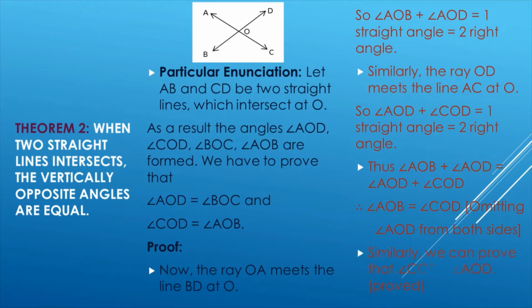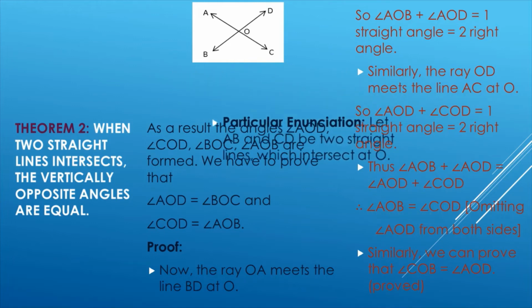Now, similarly, we can prove that angle COB equals angle AOD by the same way that we have proved the earlier one, that is angle AOB equals angle COD. So this is theorem number 2, my dear students.